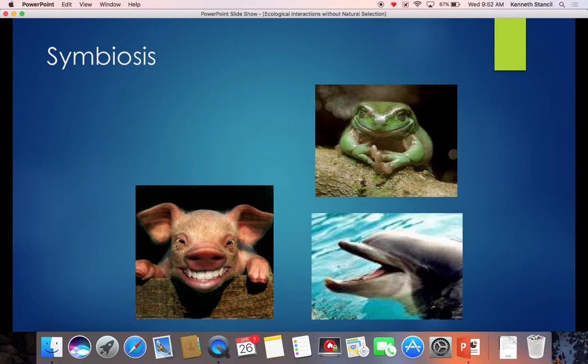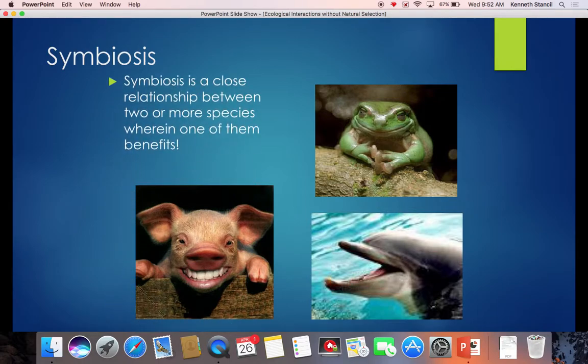Symbiosis. Okay? Symbiosis is a close relationship between two or more species wherein one of them benefits. It's important that we understand these vocabulary terms because you're going to be asked about relationships between organisms. Is it parasitism? Is it predation? Is it symbiosis? What kind of relationship is this? So you have to understand the vocabulary words. You have to understand that symbiosis is a relationship between two organisms in which one benefits.